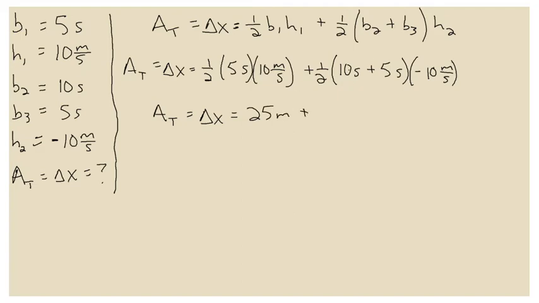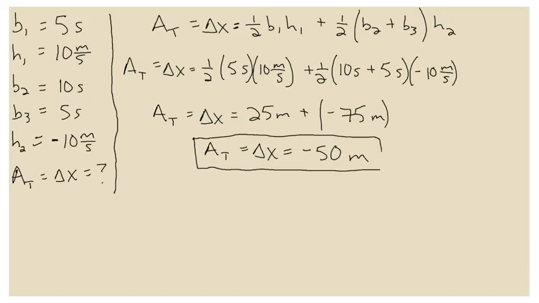And then we have here 5 plus 10 is 15. 15 times -10 is -150. And then half of -150 is -75 meters. And so that makes the total area, which is equal to our displacement, positive 25 plus -75, which gives us a final answer here of -50 meters.